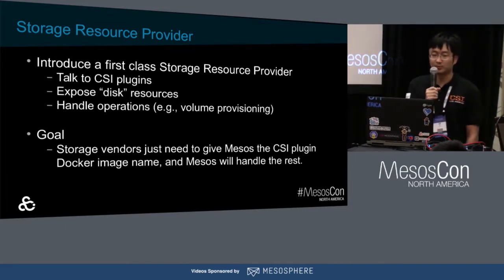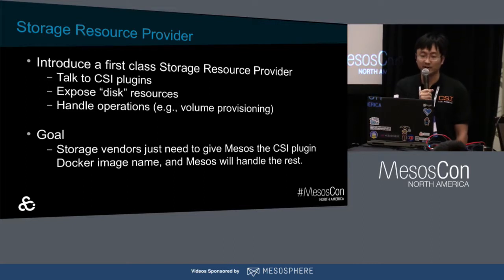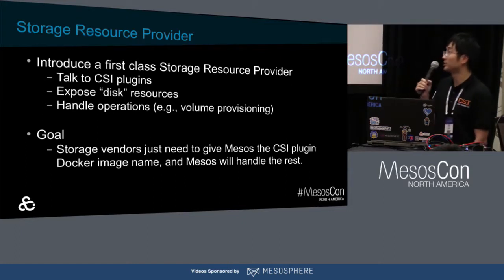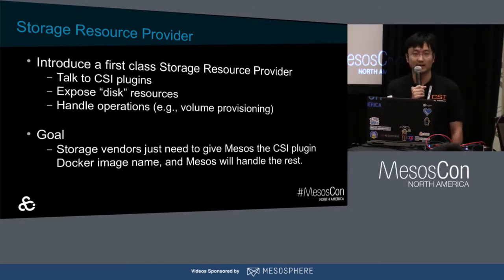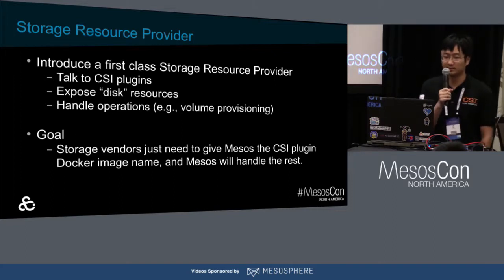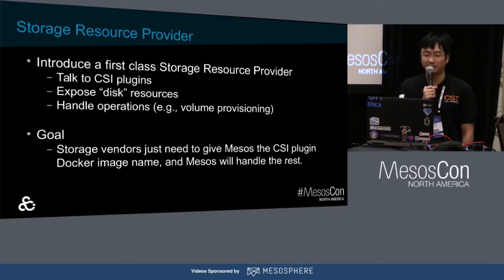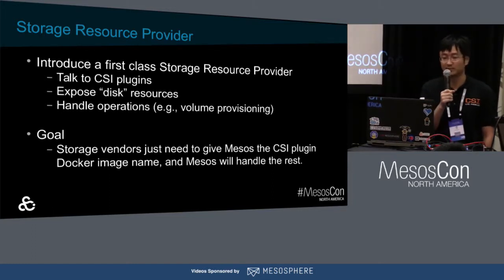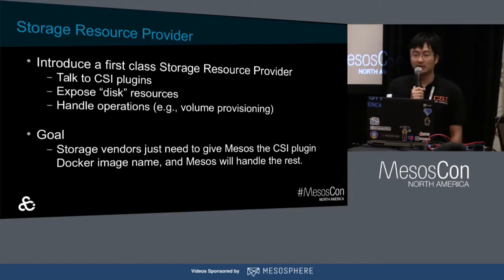So the storage provider will talk to the CSI plugin to get the available storage space from the plugin itself. For example, as James mentioned, there's a call in the controller service, get capacity. That's something that we plan to call to get the actual capacity from the storage provider and expose to Mesos as disk resources. So we want to abstract away all the details from the plugin itself and only expose resources to Mesos masters. And another job of the resource provider is trying to handle operations.